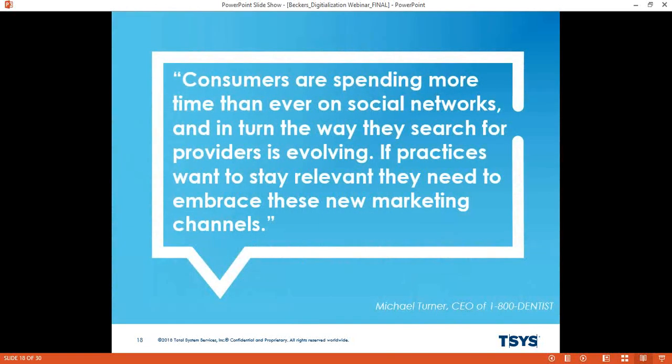So now that we know these multiple generations that make up your patients, how do the dental offices use this information to create a digital marketing technique to grow the practice? As we know, consumers are spending more and more time active on social networks, and the way they search for you or the provider is evolving. If a practice wants to stay relevant, they need to embrace these new marketing channels.